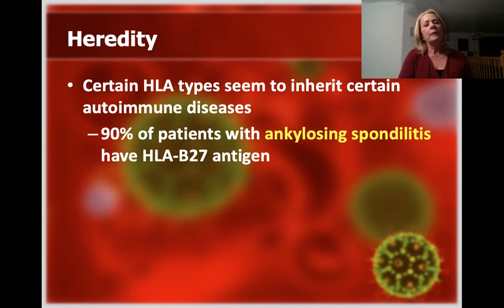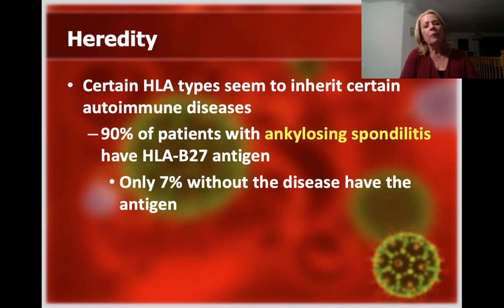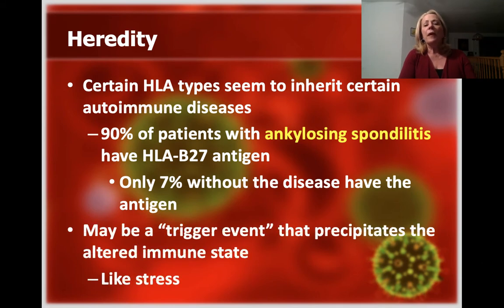So, for instance, 90% of patients with an autoimmune disease called ankylosing spondylitis have an HLA-B27 antigen. That means that this person's DNA produces this protein that's on the outside of their cell. Only 7% without the disease have this antigen. So it's a pretty good indicator of getting this type of disease. So this may be the trigger that causes the immune system to not recognize this antigen anymore.